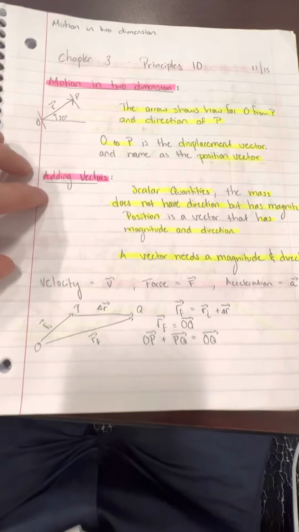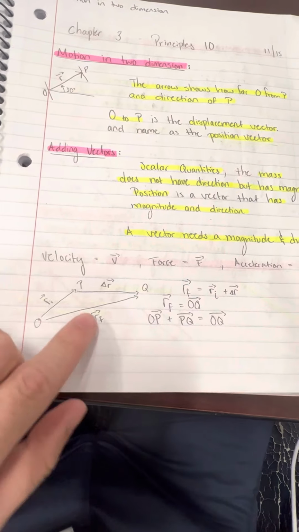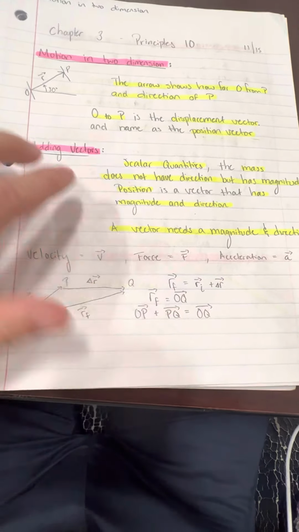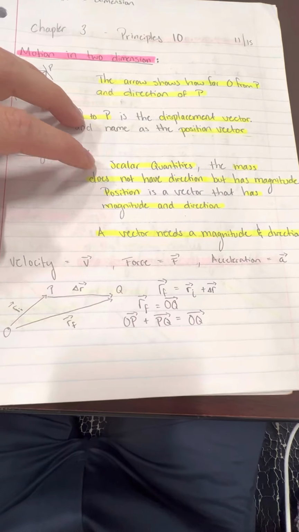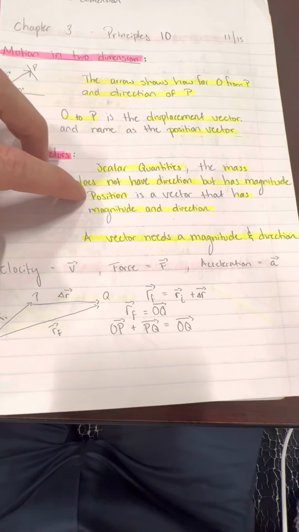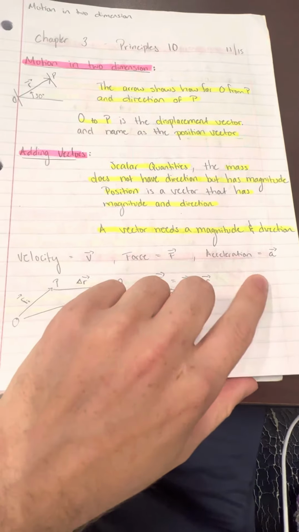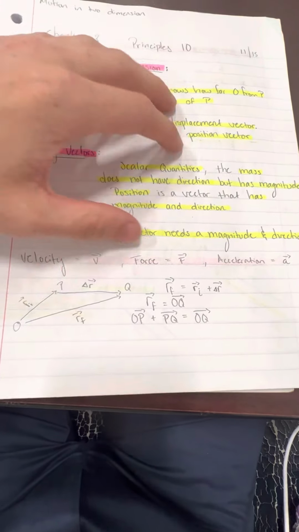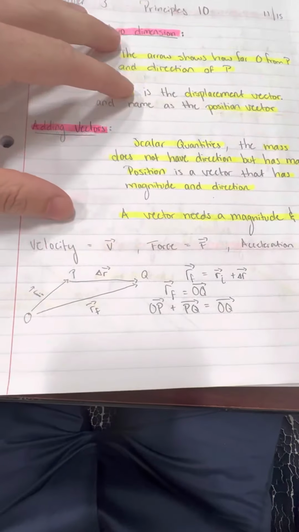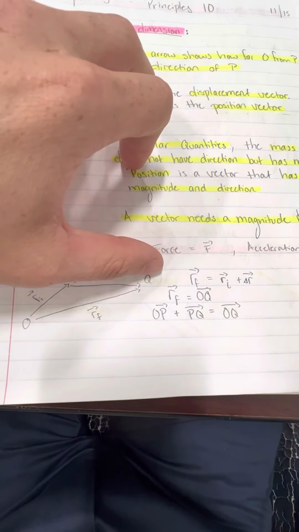And then the degree of it. We have adding vectors. So here we have our initial, the difference, and this is the sum of it. As it says here, scalar quantities like mass do not have direction, but have magnitude. A vector needs a magnitude and direction. So here we have velocity, force, and acceleration, which are vectors. And in this example, O to P plus P to Q is the sum O to Q.